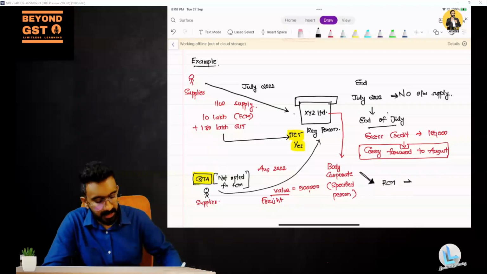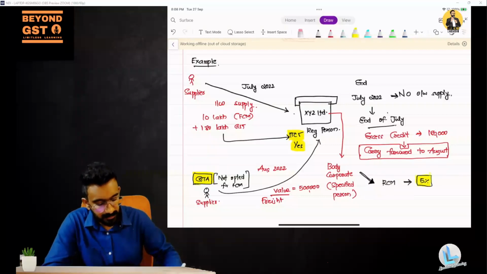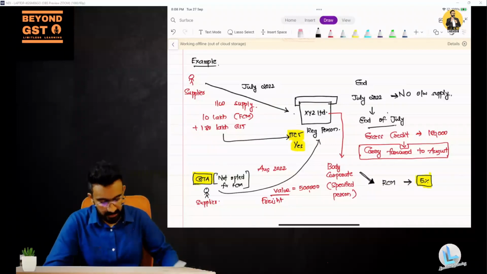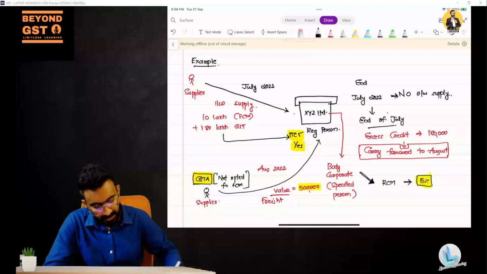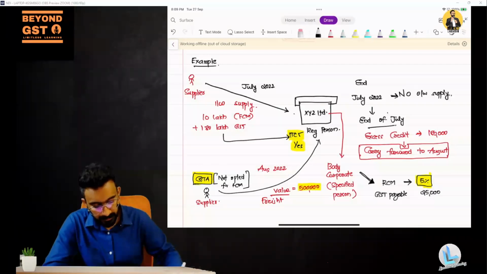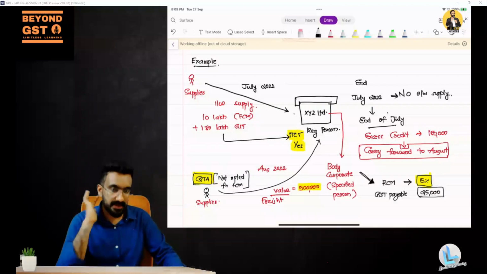The tax rate applicable for reverse charge mechanism when they receive services from a GTA is how much? It is 5%. So when the value is 5 lakh, how much is the GST payable under reverse charge by XYZ? It is 25,000. My question is very simple.